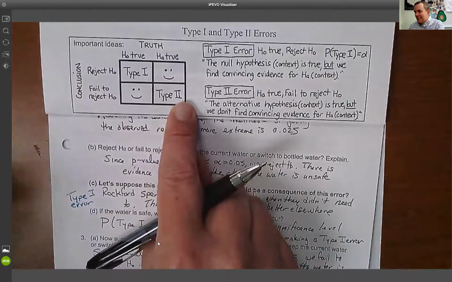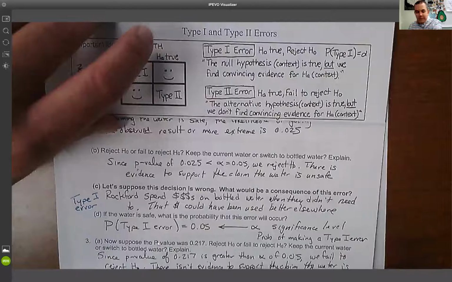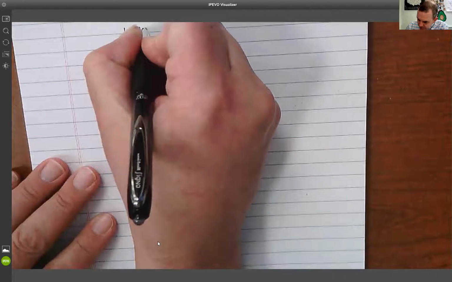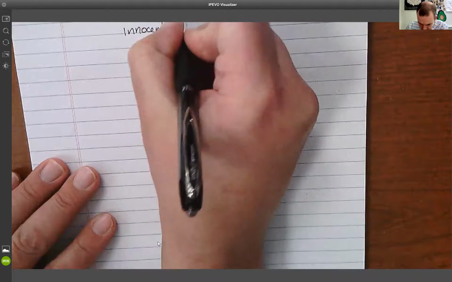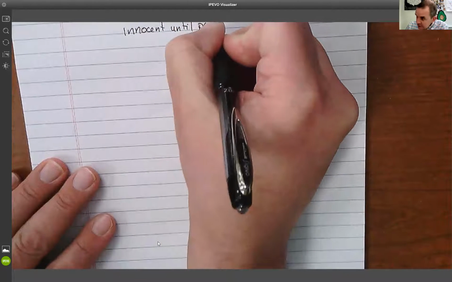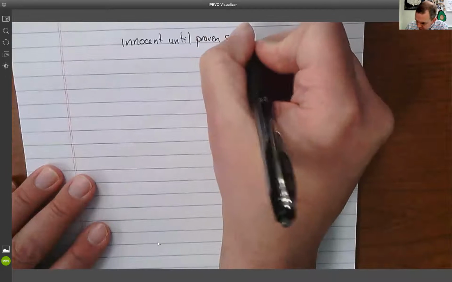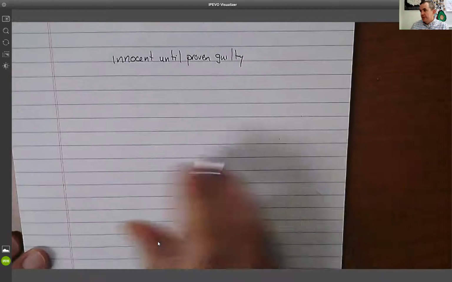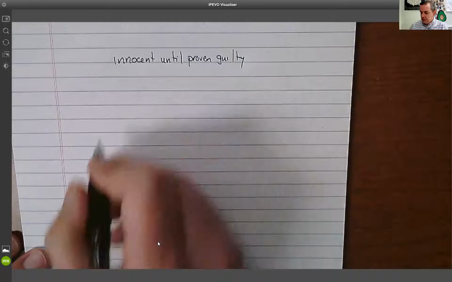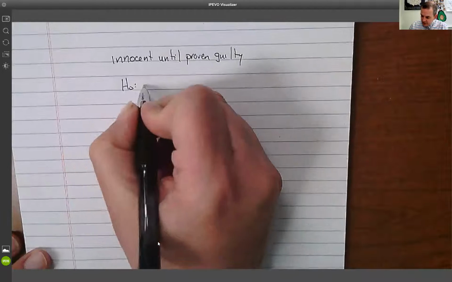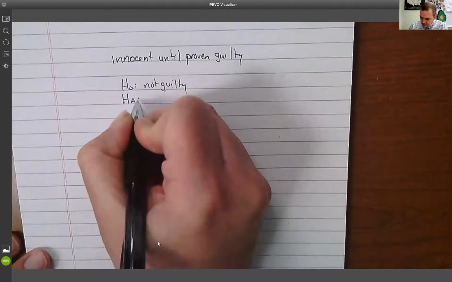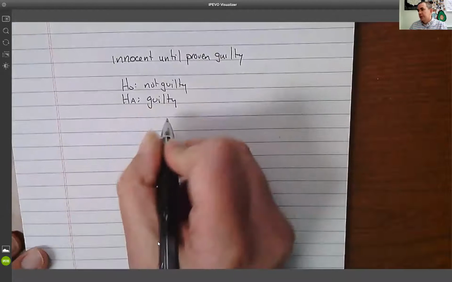So let me put it in the context of a court of law, and maybe this is another way that you can think about it. In a court of law, we say that you're innocent until proven guilty. That's the whole idea of a court. And in this case, when we come out of this decision, there's type 1 and type 2 error. So the null hypothesis is you're not guilty. The alternative is you're guilty. We're trying to prove that you're guilty.